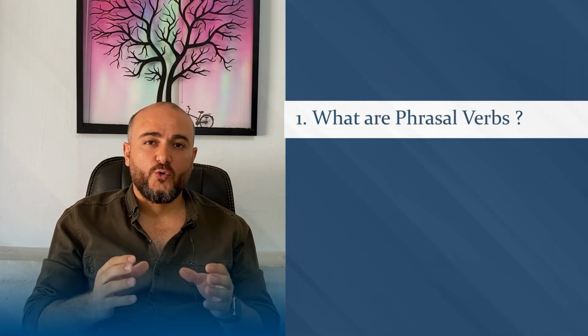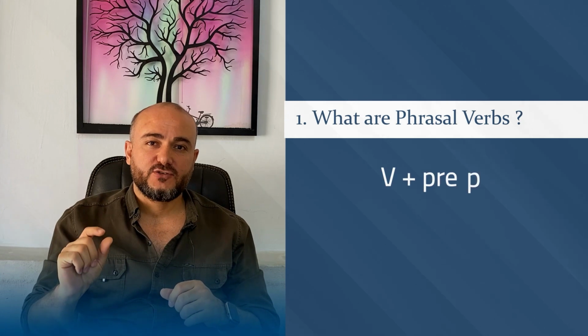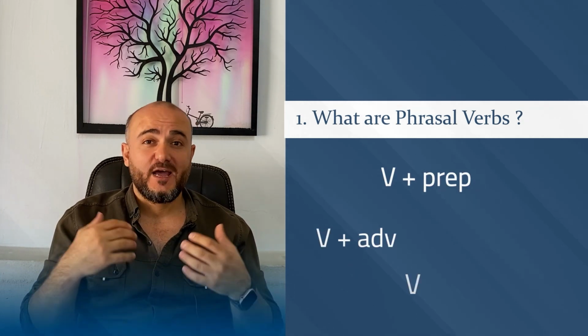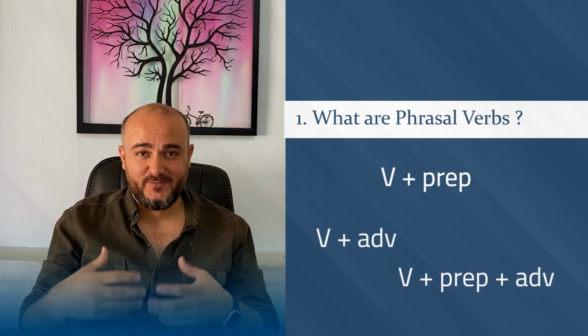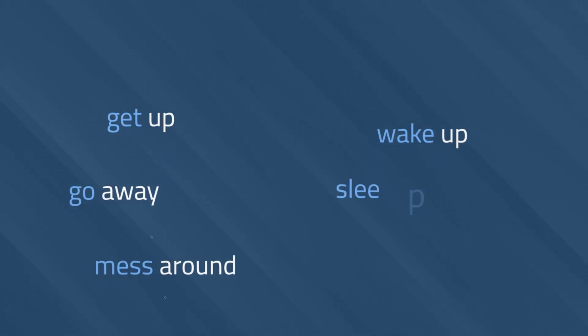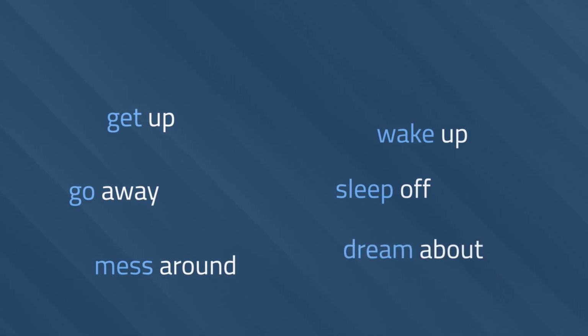Number 1. Phrasal verbs are formed by adding a preposition to a verb, or maybe an adverb to a verb, or maybe a preposition and an adverb to a verb. Some examples of phrasal verbs are get up, wake up, go away, mess around, sleep off, dream about, and so on.